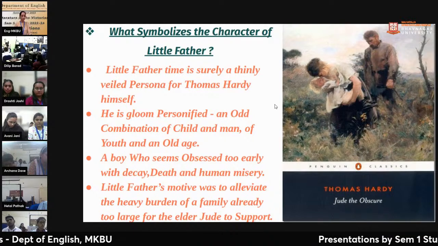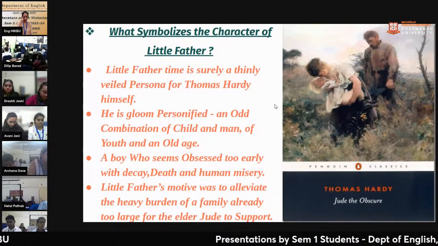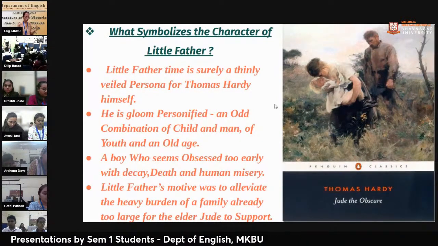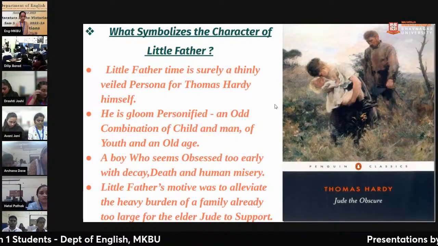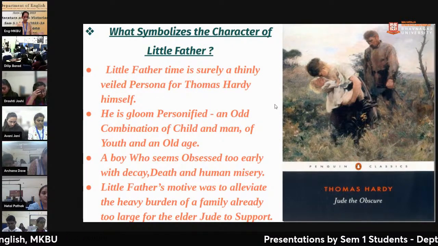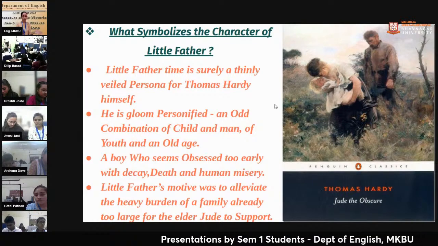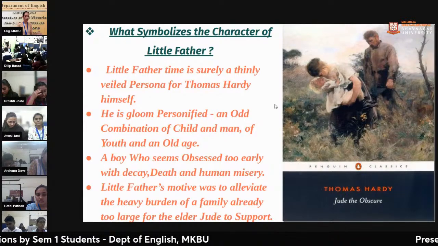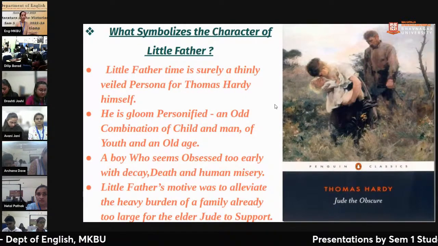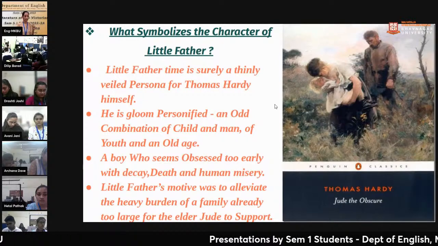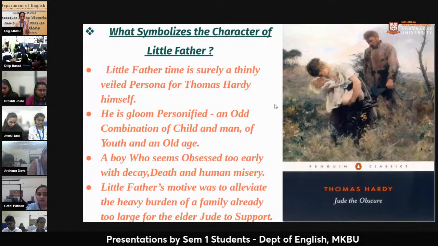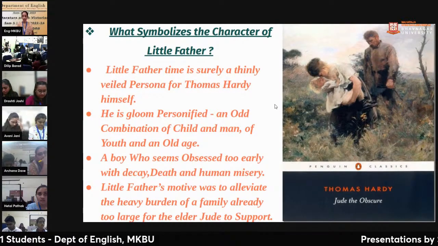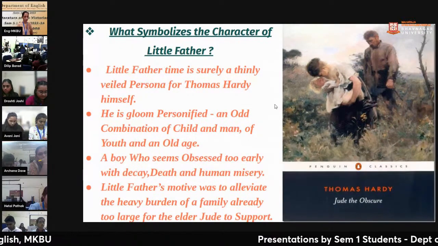So, what symbolizes the character of Little Father? Little Father is a combination of child and man, and also a combination of youth and old age. From a very young age, he was obsessed too early with the concept of death and human misery, and he thinks of himself as a burden for his parents. He hanged himself with his step brother and step sister because he thinks that we are too many, and that we are a burden for our parents.